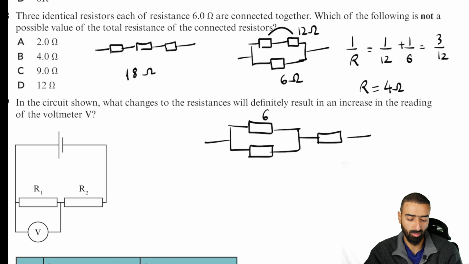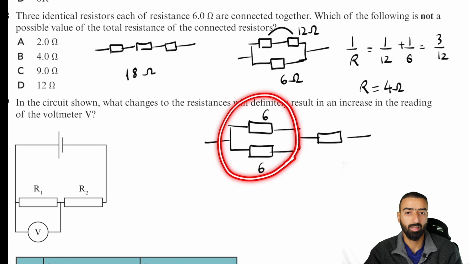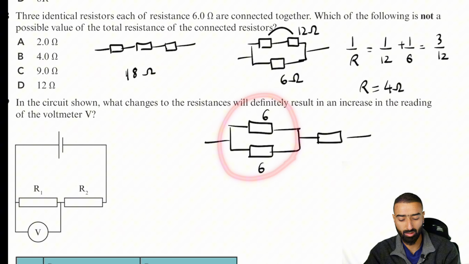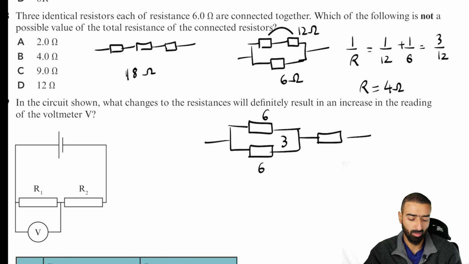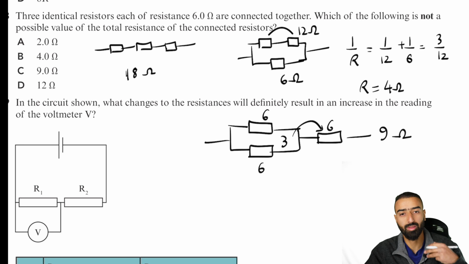So this is 6 ohms and 6 ohms, and this is a parallel combination. The equivalent resistance is going to be 3 ohms. Then that 3 ohm is in series with this 6 ohms, and that gives me a value of 9 ohms. Alright, what if I connect all three of them in parallel?